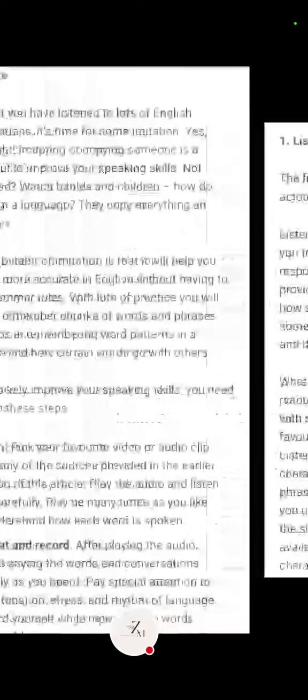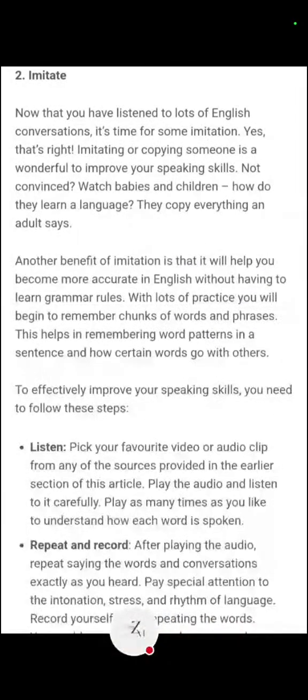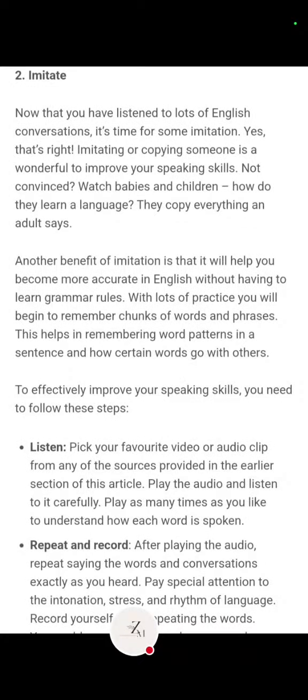Then the second step that comes right after listening is to imitate that listening. Whatever you have listened to, you are supposed to do the same. You are supposed to imitate that. For instance, you have listened to some cartoon, then pause that video, pause that audio, and try to repeat whatever the person has spoken so far.